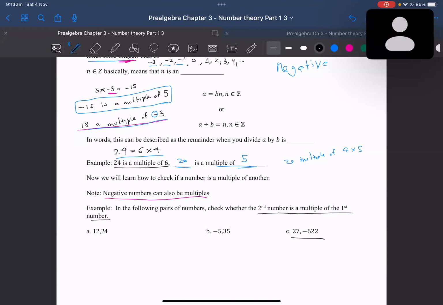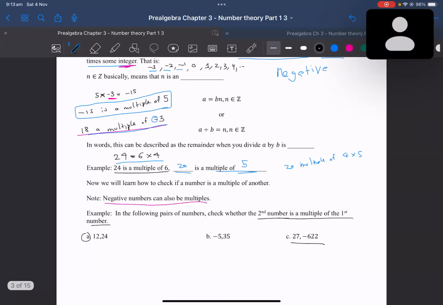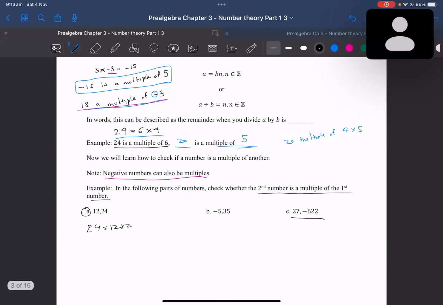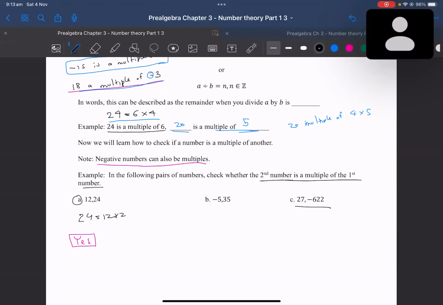Actually, let's do A and B quickly first. Is 12 a multiple of 24? Is 24 a multiple of 12? Yes, 24 is 12 times 2, so yes. And is 35 a multiple of -5? Yes. 35, very good, Arjun, is 5 times 7. And since 35 is a multiple of 5, it is also a multiple of -5.